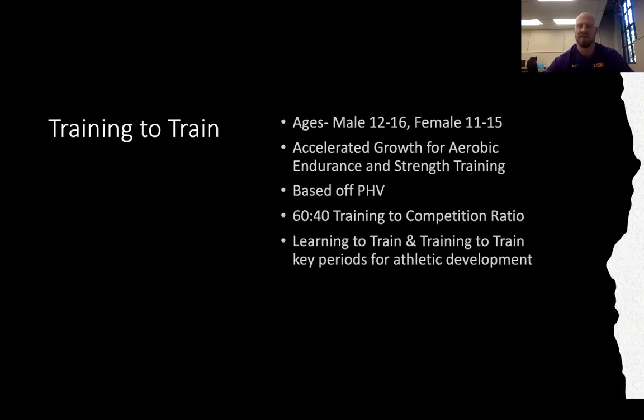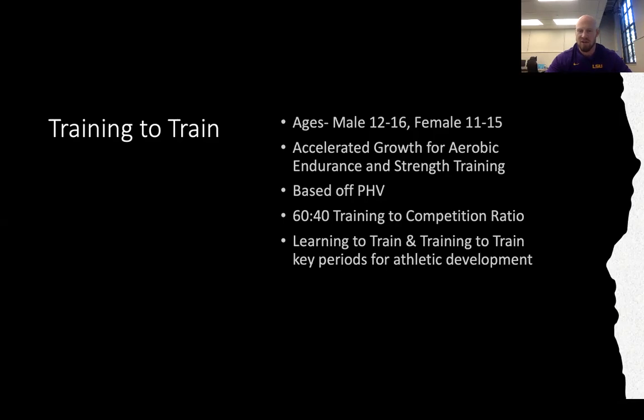The training to train stage will be for males aged 12 to 16, females 11 to 15. So this is when they start to hit puberty and after puberty. In this time, he thinks there's an accelerated growth for aerobic endurance and strength training based on those hormones and the maturity of the nervous system. And this, again, is based off of peak height velocity. That's how he utilizes when to train these specific qualities. This stage will be a 60 to 40 training to competition ratio, so a little less training, a little more competition, but still more training overall.